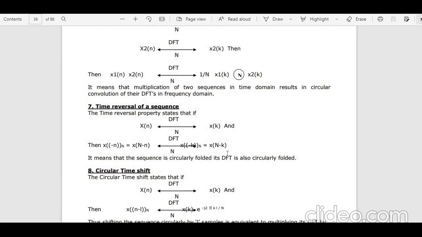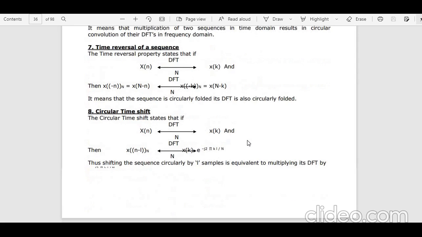This means that multiplication of two sequences in the time domain results in circular convolution of their DFTs in the frequency domain. Okay. Similarly, if you want to find the time reversal of a sequence x of n, that can be written as X of k. Then if you have x of m minus n, it means you want to find the reversal of time. You want to fold that sequence. To do that, we use x of minus n. We find the DFT of that, which can be written as X of capital N minus k. That means small n we are converting into capital K, that is, the n domain we are converting to the k domain. That is called the property of circular folding. So it means if the sequence is circularly folded, its DFT is also circularly folded.